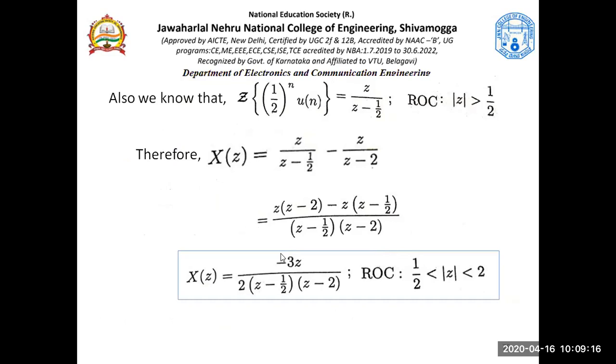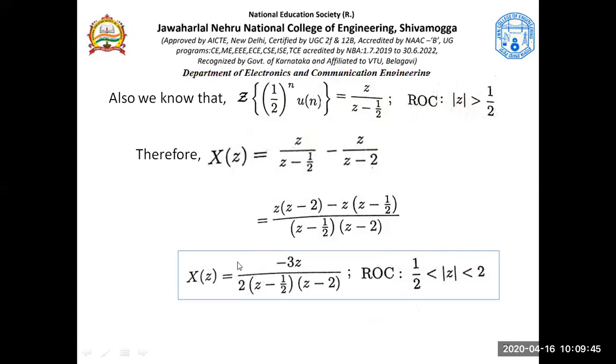x of z. Since we have positive time exponential and negative time exponential, this is a ring. In the z plane, the ROC, region of convergence, is a ring. Now I asked you to plot this graph, with ROC ranging from half to 2. For z greater than half and z less than 2, so it's a ring.